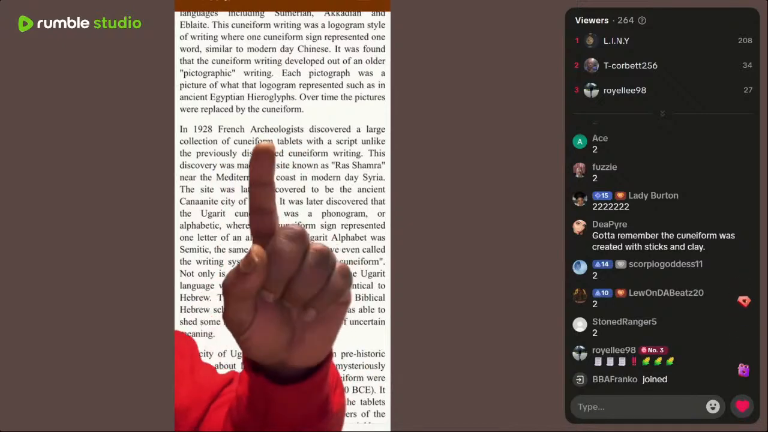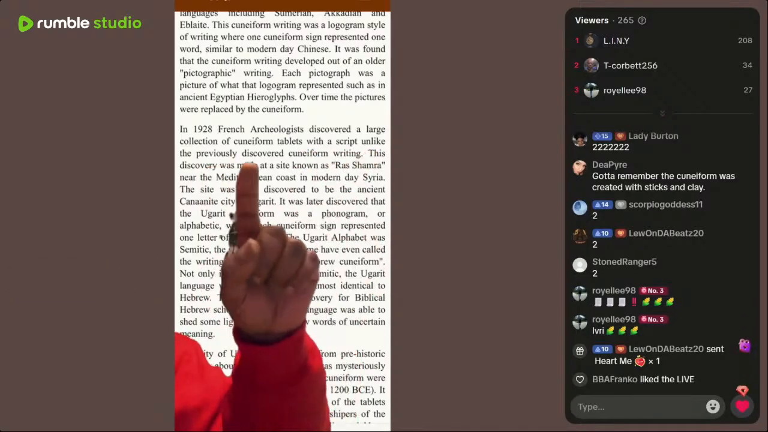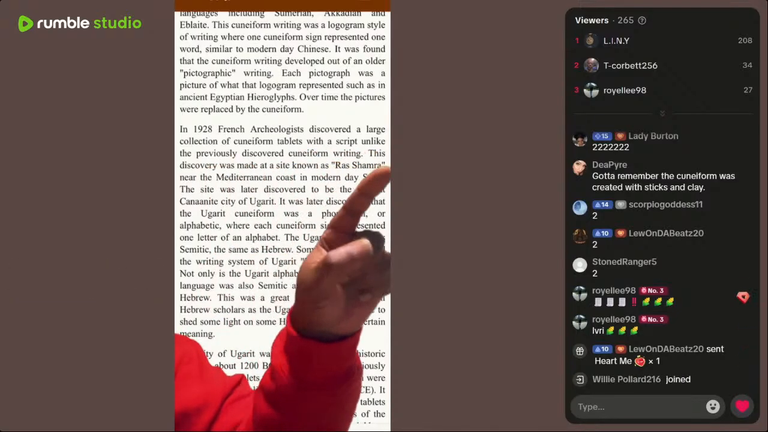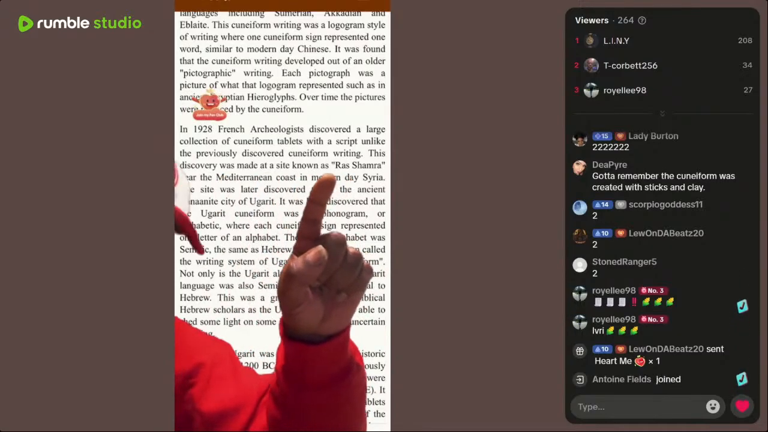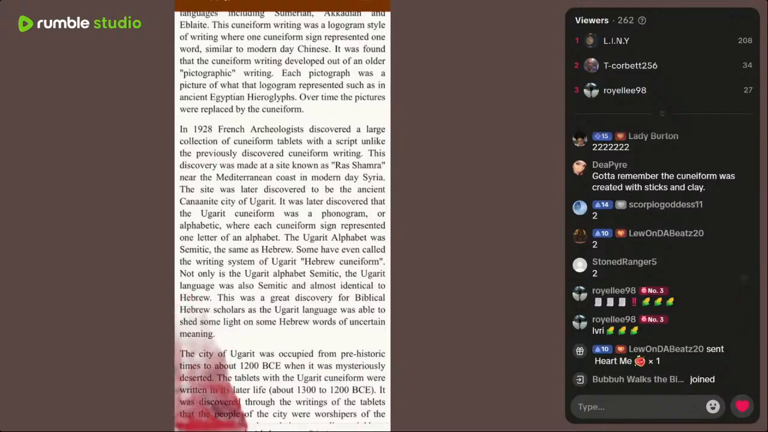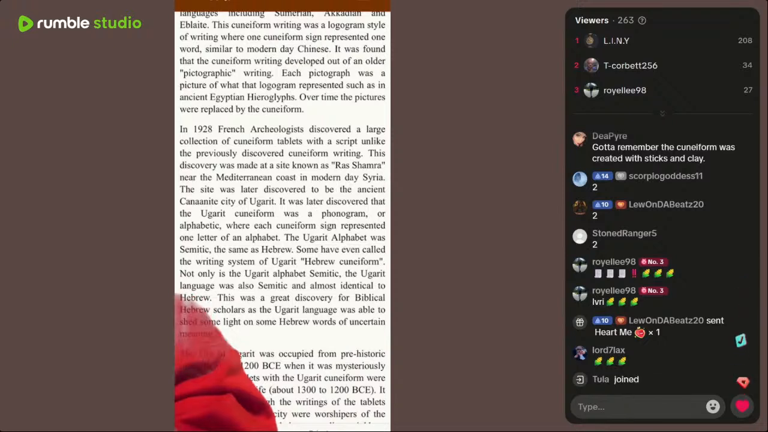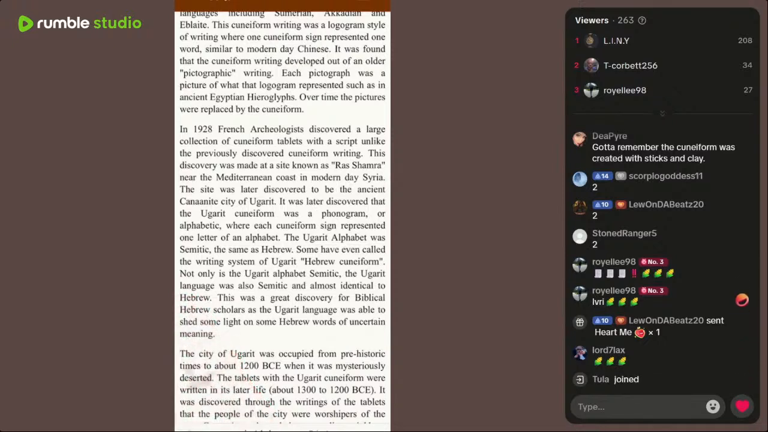In 1928, archaeologists discovered a large collection of cuneiform tablets with a script unlike the previously discovered cuneiform writing. This discovery was made at the site known as Ras Shamra. Let me show y'all what it said, so y'all won't think this is fake. Ras Shamra. Let me show y'all this stuff is real and show you what it is.